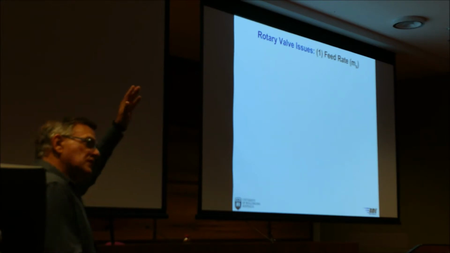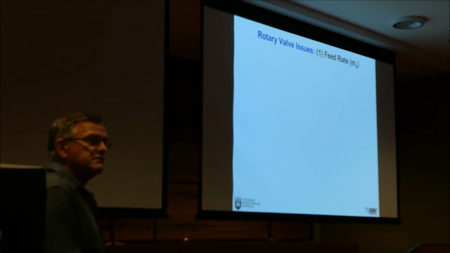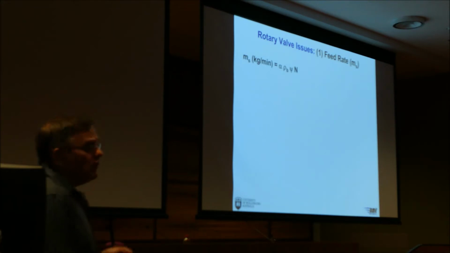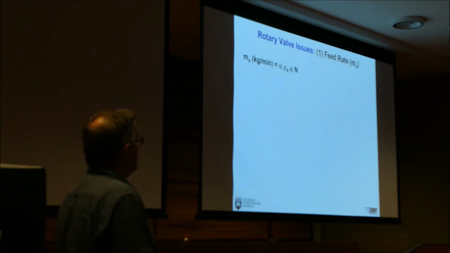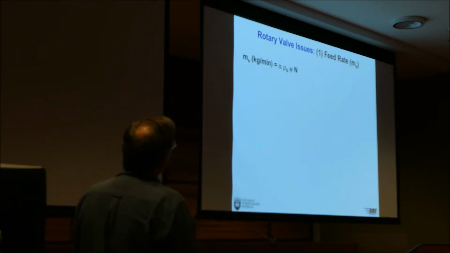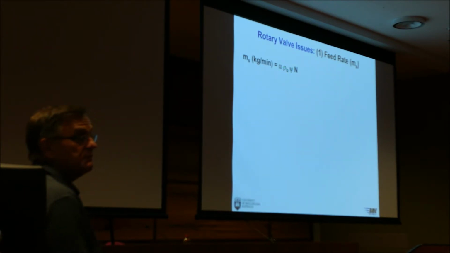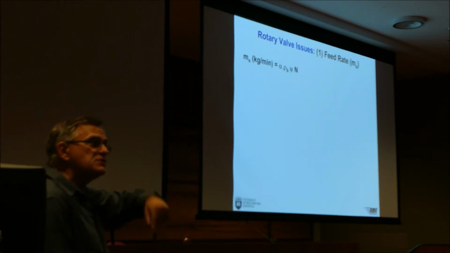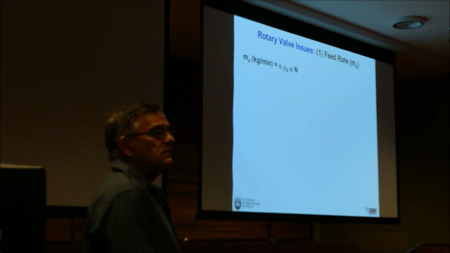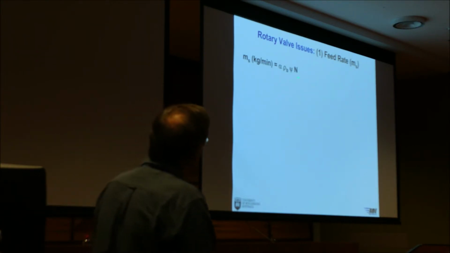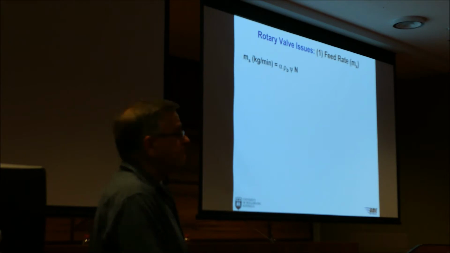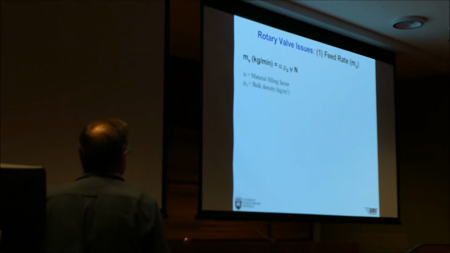At the end of the notes, I've got a list of symbols. Everything there is defined. So the equation we use to calculate the mass flow rate of solids, in kilograms of solids per minute, is a material filling factor, which is dimensionless, times the bulk density in kilograms per cubic metre, times the swept volume of the valve. That gives you so many cubic metres per revolution, the volumetric capacity of the valve, times the rotor speed in RPM.